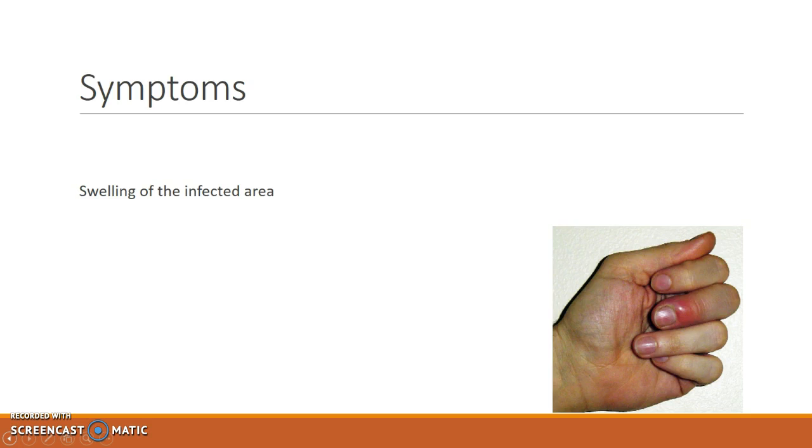So, what are the symptoms of these superficial bacterial infections? Well, the first sign that we get is swelling of the area. Because of the influx of white blood cells from our autoimmune system to fight off the bacterial infection, we often swell.